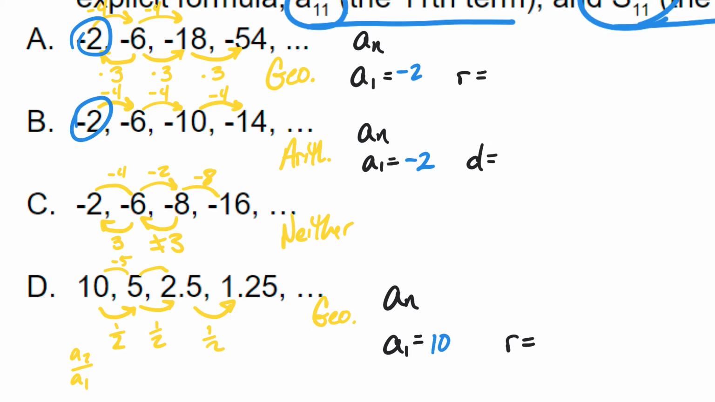Now we're going to put our common ratios. Well, we saw that this one had a common ratio of 3. Letter B had a common difference of -4. And letter D had a common ratio of 1/2.